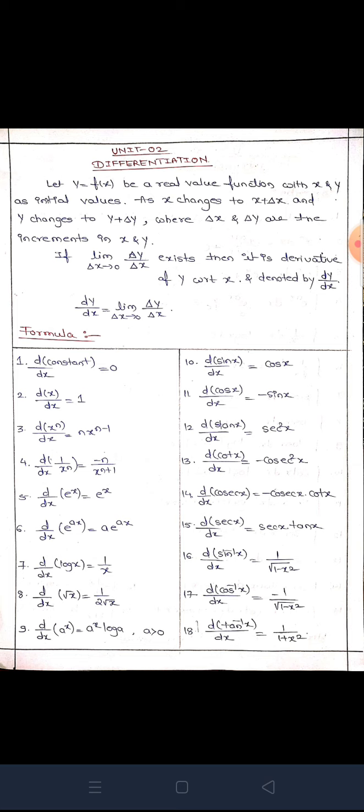Okay, so here you are having a formula list for differentiation. First one, differentiation of constant is equals to 0. Let it be any constant term, 4, 5, 6. Differentiation of all constant numbers will be 0. And differentiation of x will be always equals to 1, because differentiation of x with respect to x is 1.